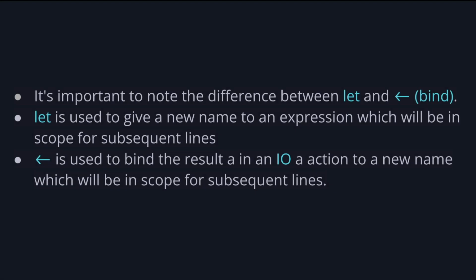It's important to note the difference between let and bind. Let is used to give a new name to an expression which will be in scope for subsequent lines. And bind is used to bind the result A in an IO A action to a new name, which will be in scope for subsequent lines.